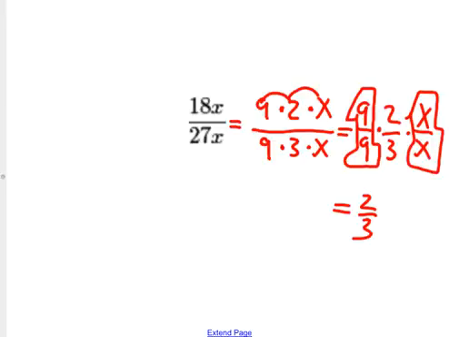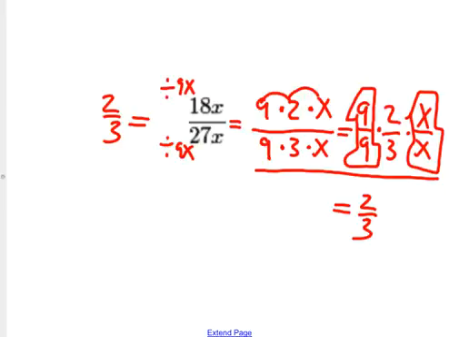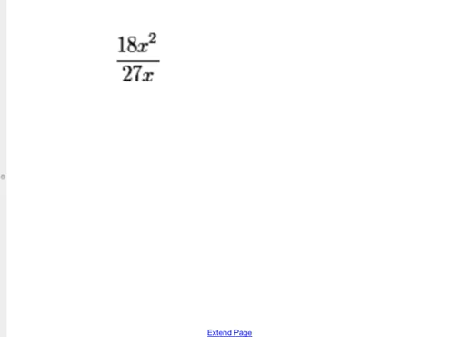And we can look at this when we're looking at this particular thing. We can see that I would be dividing top and bottom by 9x. So I divide top and bottom by 9x, and this is going to simply leave me with 2/3. But the reason it works is all of this over here. Okay, let's look at another example.